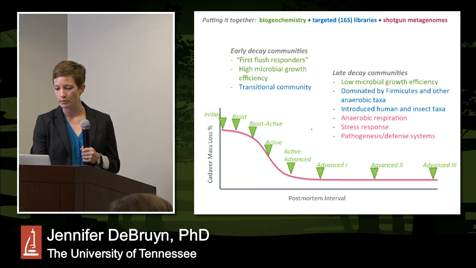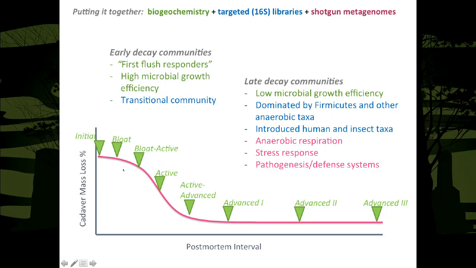And so what we've pieced together so far is that we have these early decay communities that I'm calling first flush responders. So these are things that respond to this fertilization event quickly. They consume oxygen rapidly. They're involved in that first step of decay. They use the easy stuff. We can think of them as kind of the weeds of the system.